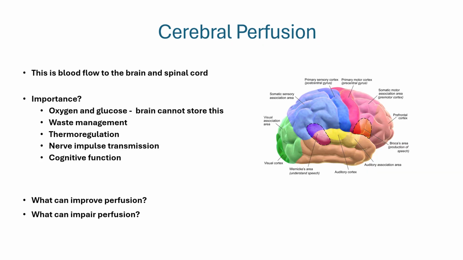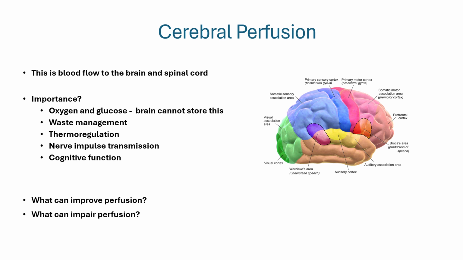Cerebral perfusion is blood flow to the brain and the spinal cord. The brain cannot store 2 things, oxygen and glucose. So having good cerebral perfusion is going to make sure that our brains have enough sugar to function and we get good oxygen blood flow so we don't have a negative outcome. Also, waste management, thermoregulation, again, nerve impulse transmission, and of course, cognitive function. Improving perfusion means having a good blood flow to that area, making sure that your patient has homeostasis of their fluids.